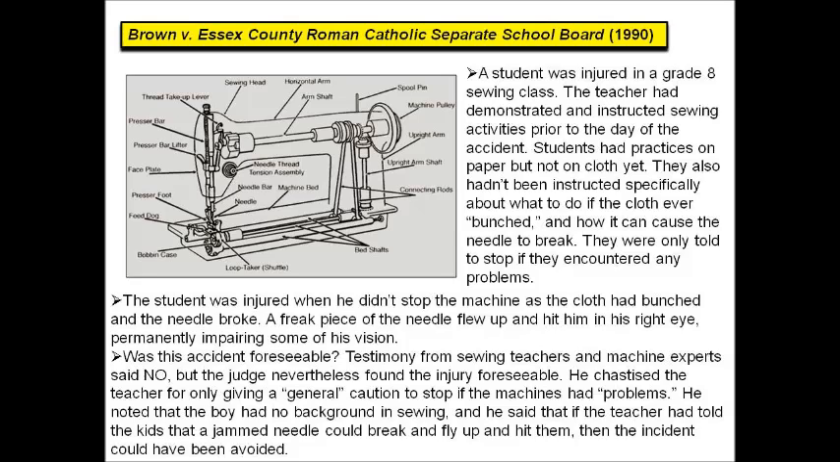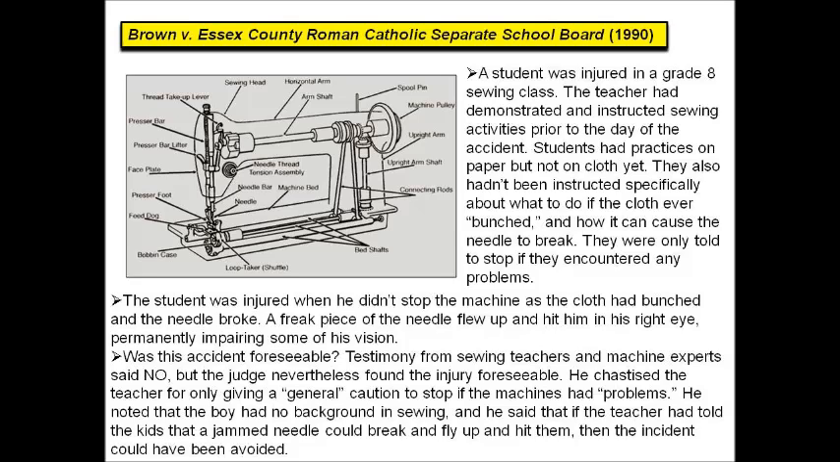He chastised the teacher for only giving a general caution to stop if the machines had problems. He noted that the boy had no background in sewing, right? It was his first ever class. Even though he'd been going through and telling about the machine and how to sew, and they'd been practicing on paper, he had no background. And the judge said that if the teacher had told the kids that a jammed needle could break and fly up and hit them, then the incident could have been avoided.